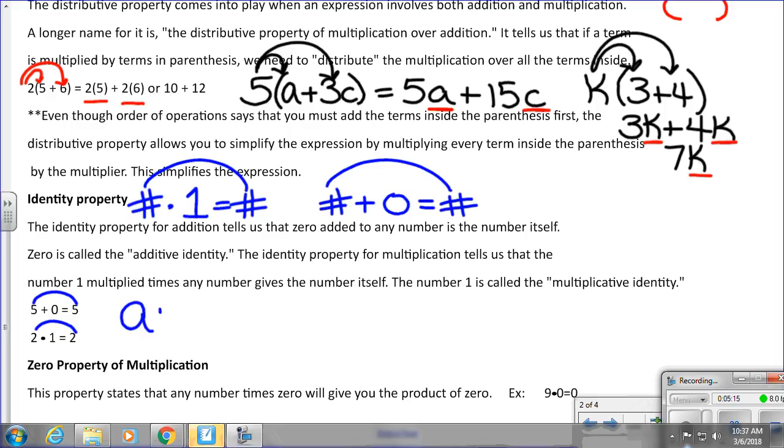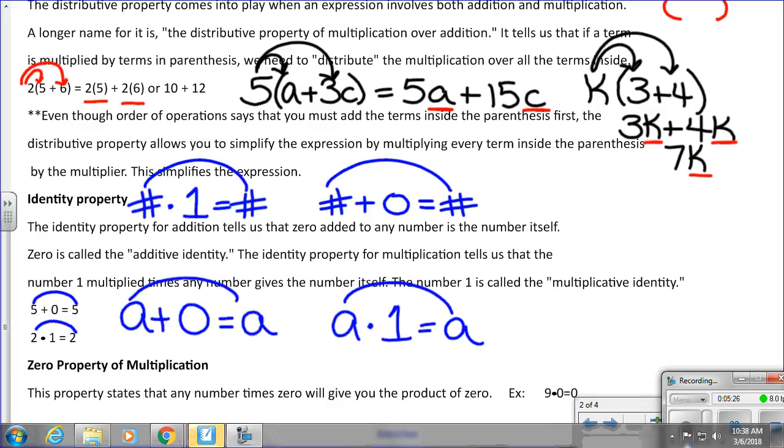So showing this with variables, a plus nothing gives you a, and a times 1 gives you a. Again, I start and finish with the same number. I don't change their identity.